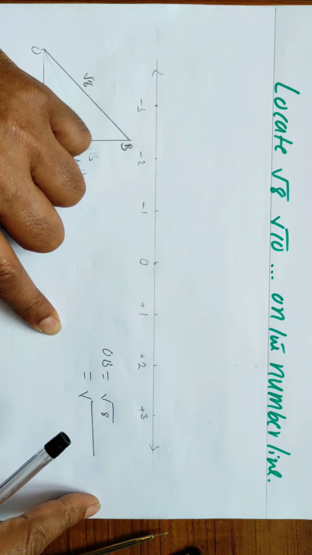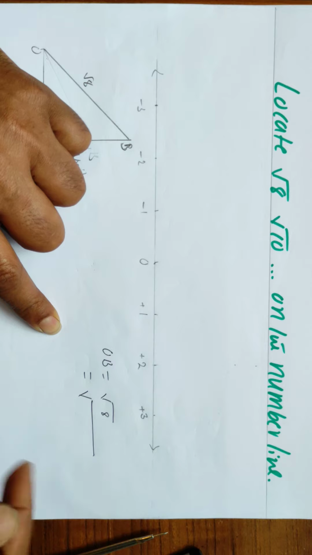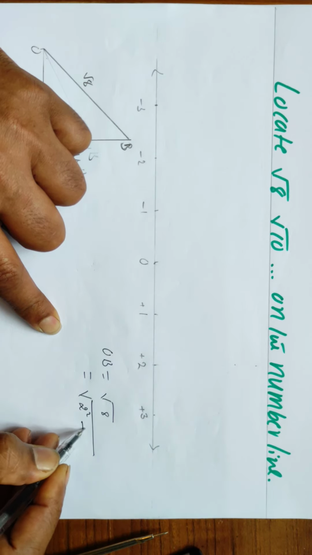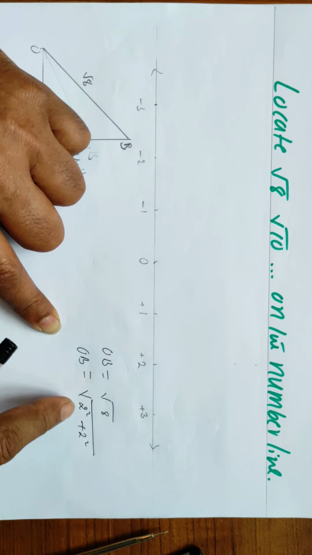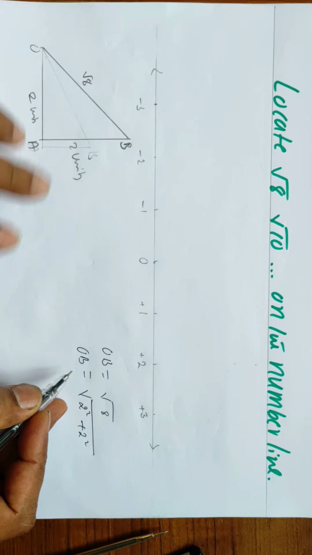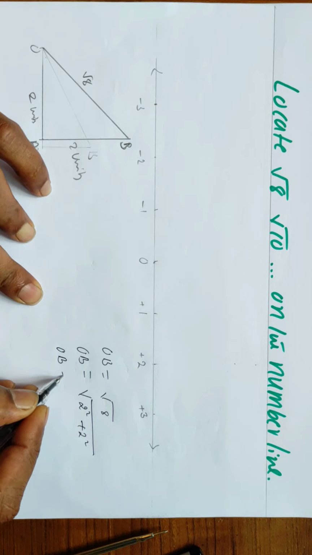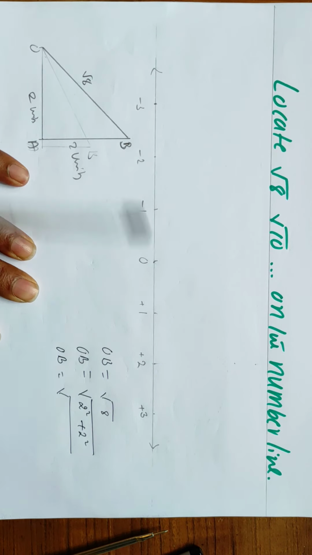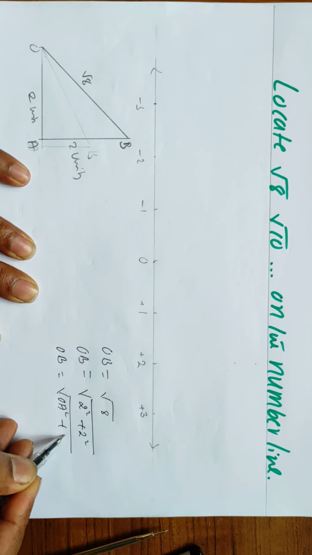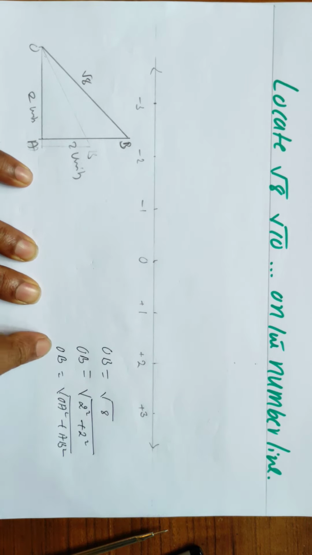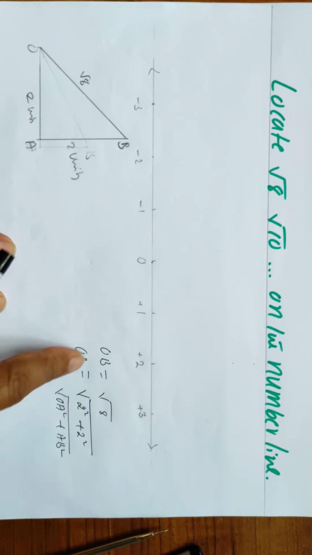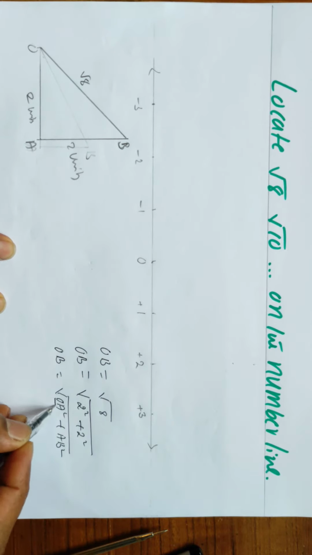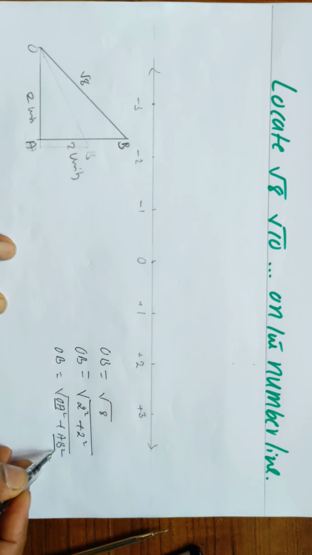2 square plus 1 square is 5. Next is 2 square plus 2 square. Is it not? So 2 square is 4. 2 square is 4. 4 plus 4, 8. So compare this with this right angle triangle. OB square is equal to OA square plus AB square. Is it not? Square on the hypotenuse is equal to sum of the squares of other two sides. From this working you can make out base should be 2 units and height also should be 2 units.